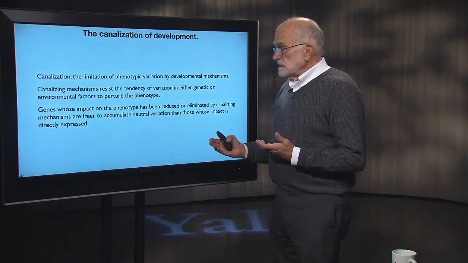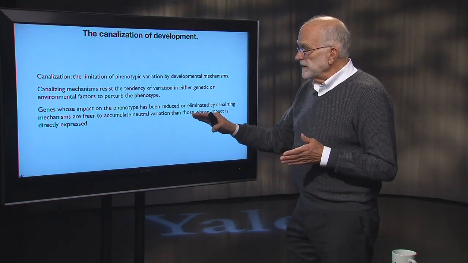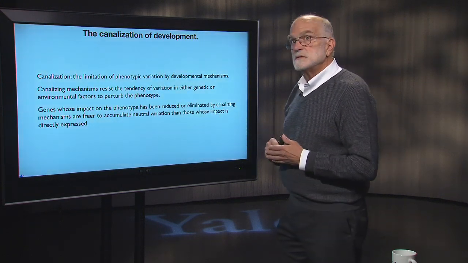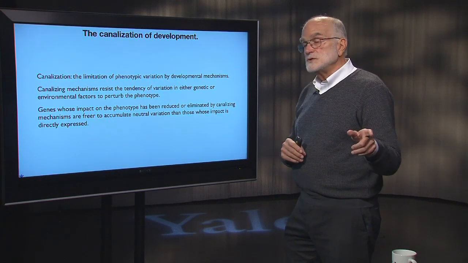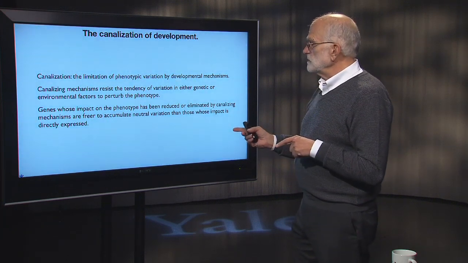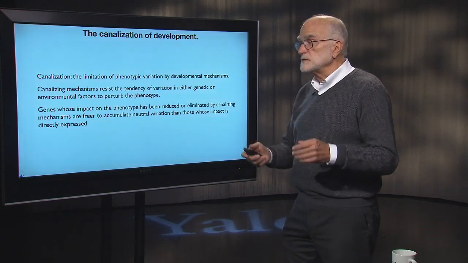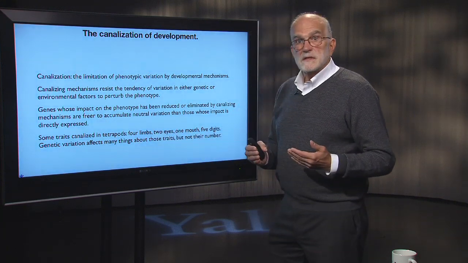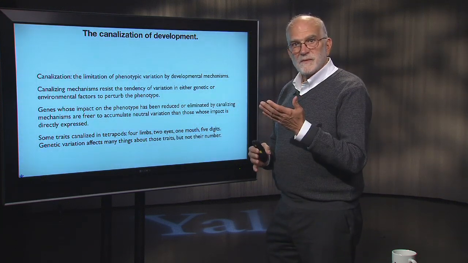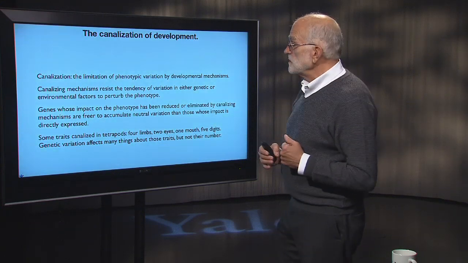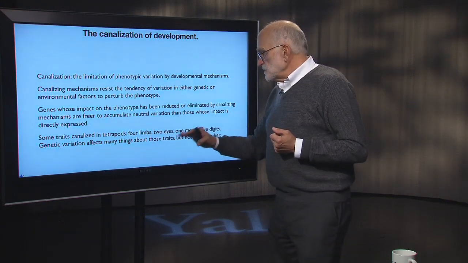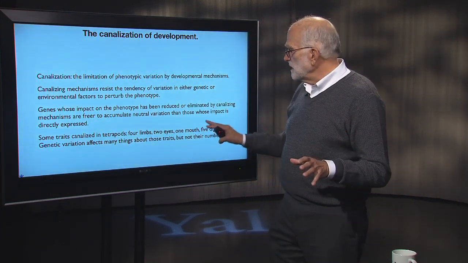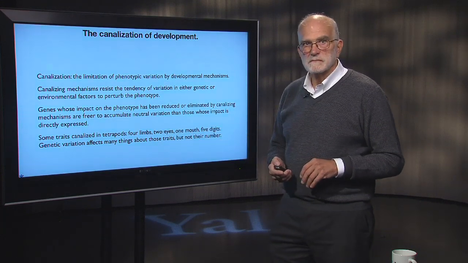In this case, there are genes whose impact on the phenotype has been reduced or completely eliminated by canalizing mechanisms. And those genes are then, like pseudogenes, freer to accumulate neutral variation than genes whose impact is directly expressed. In tetrapods, that is, all vertebrates that have come out of the water and lived on land in the last 350 million years, they have 4 limbs, 2 eyes, 1 mouth, 5 digits. And genetic variation is affecting many things in them, but not the number of those traits. That's canalized.